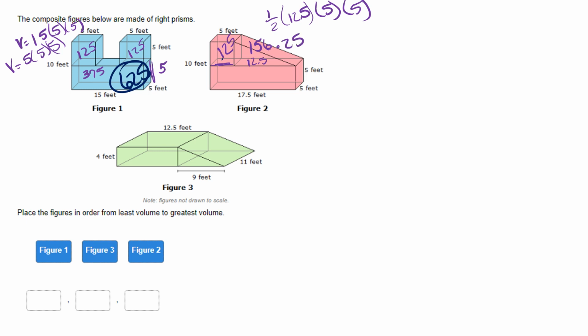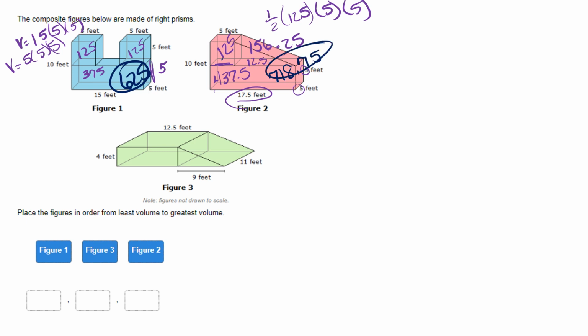And I get 156.25. Then I've got to find the volume of the bottom. So 17.5 times 5 times 5. When I do that, I get 437.5. And now I'm going to add them all together. So 437.5 plus 125 plus 156.25 gives me 718.75.